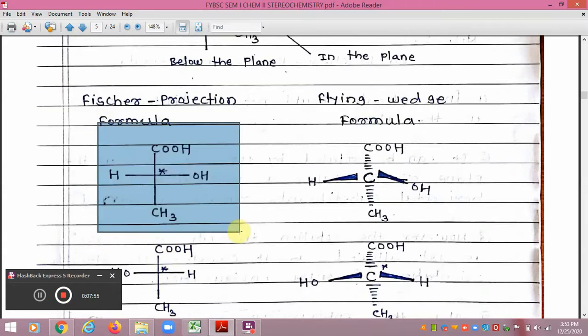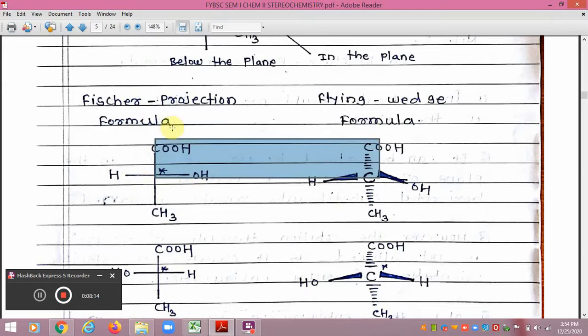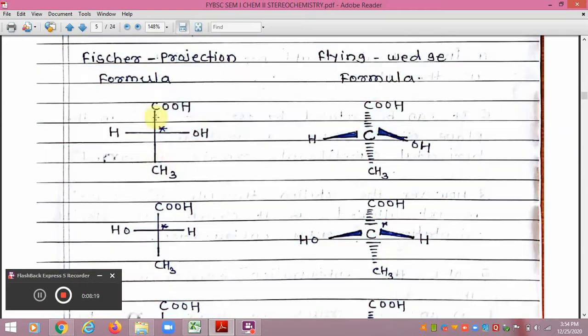Also, we talked about the flying wedge formula. In the flying wedge, groups present above the plane are indicated by a solid wedge, and groups below the plane are indicated by a dotted line. According to the Fischer projection, the horizontal line indicates above the plane and the vertical line indicates below the plane. That's why this is the conversion of Fischer projection into flying wedge. Here you can observe that the COOH group and CH3 are on the vertical line, so these groups are present below the plane. Hydrogen and OH are on the horizontal line, which indicates they are present above the plane.